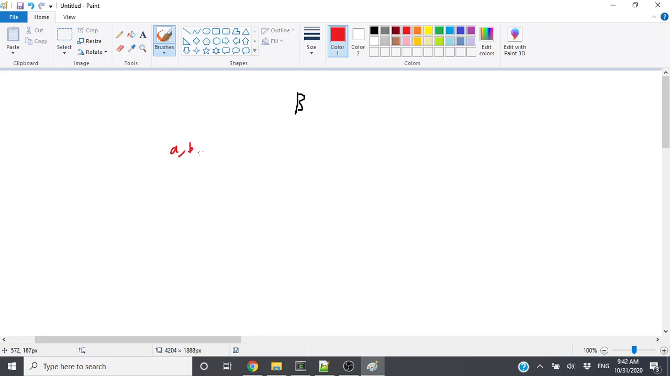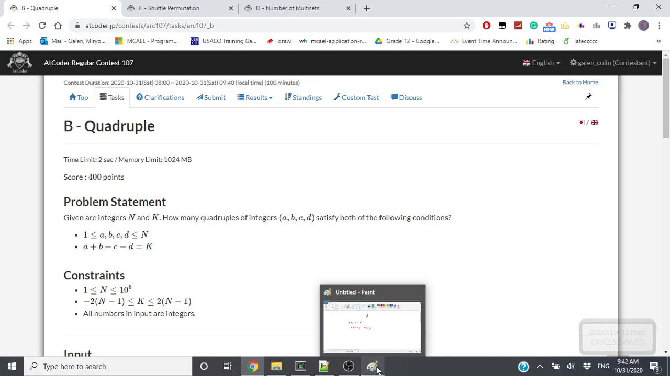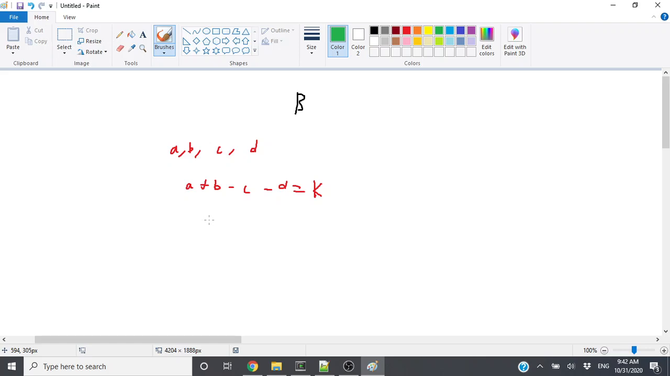Okay. So find the number of quadruples A, B, C, and D such that A plus B minus C minus D is equal to some value K. Quadruples are bad because we have a lot of things. But let's say we fix some number. Let's say we iterate through the possibilities for A. Since A is constant, we can kind of ignore it, in the sense of trying variables. So now we have B minus C minus D is equal to K minus A. But this isn't much more helpful because we need to find the sum of things.